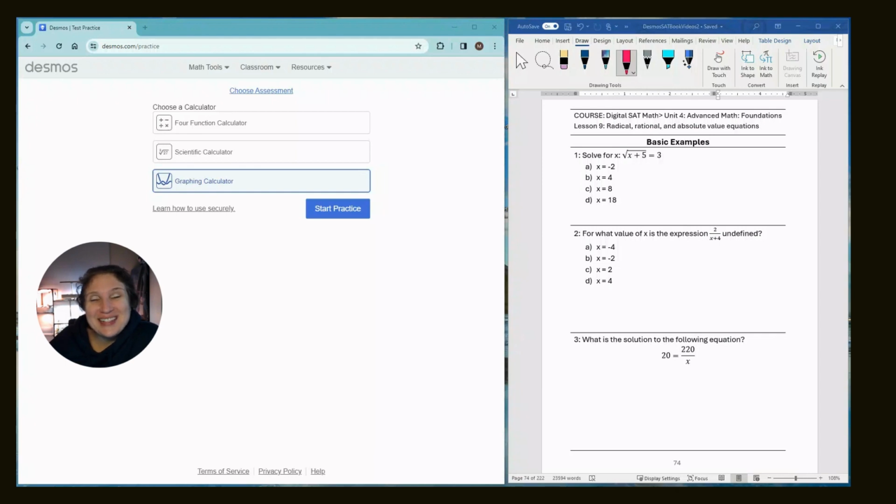We are focusing on Unit 4, Lesson 9 from Khan Academy. Remember, the whole point of my Dr. Chelle Test Prep YouTube channel is to help you prepare for the PSAT and SAT by learning how to use the Desmos calculator as much as possible. So all of my questions that I created align with what is on Khan Academy. We are doing Unit 4, Lesson 9 on radical, rational, and absolute value equations, which coincidentally, absolute value doesn't come up in this unit.